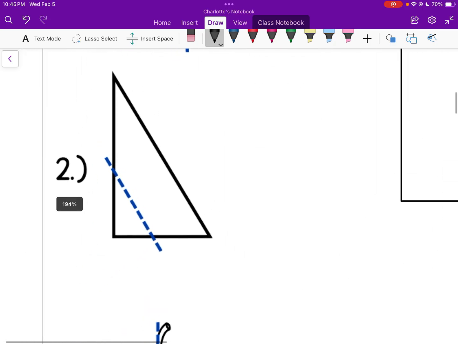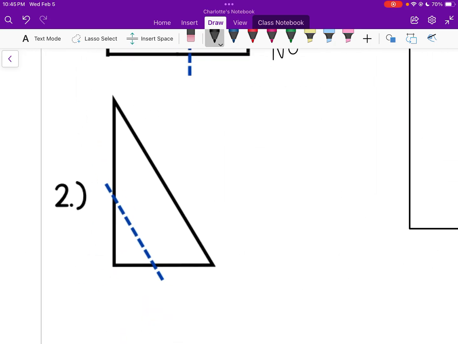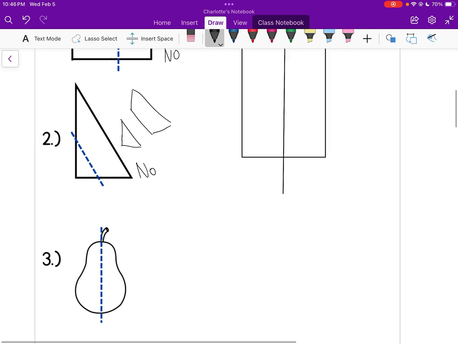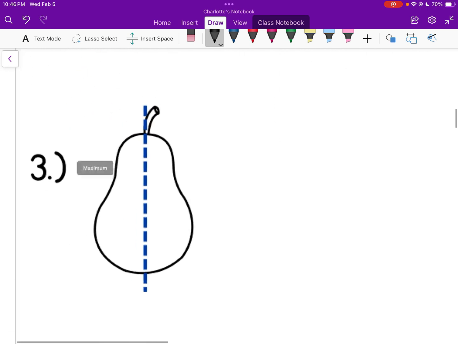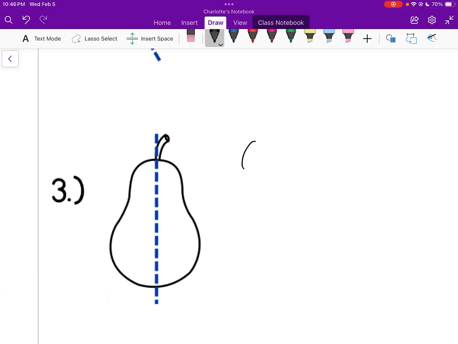And for number two, for this to be symmetrical, right now it's divided as a triangle like this, and then it should be a trapezoid. So it's not even either, so no. And number three, it's a pair, and when you look at it, it looks even right now. So we'll say yes for this one because it's even here.